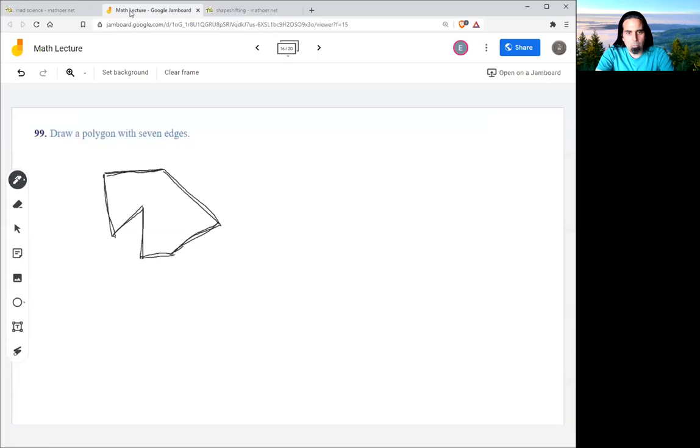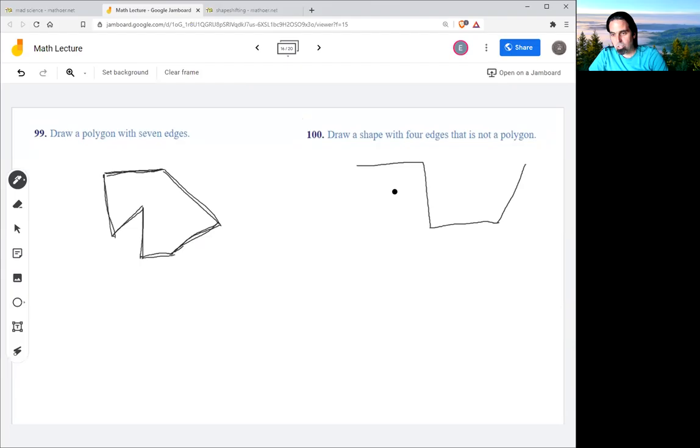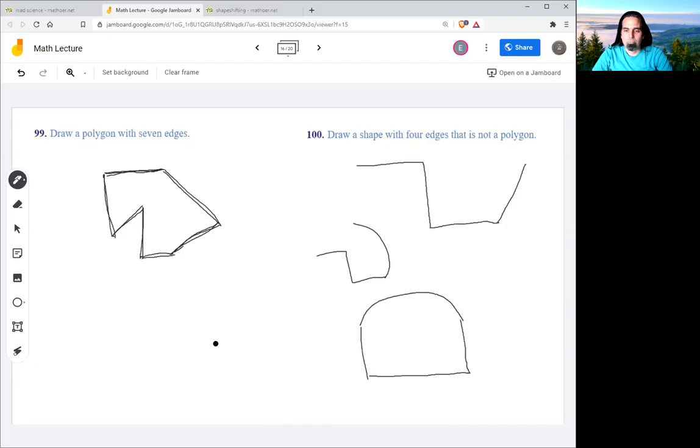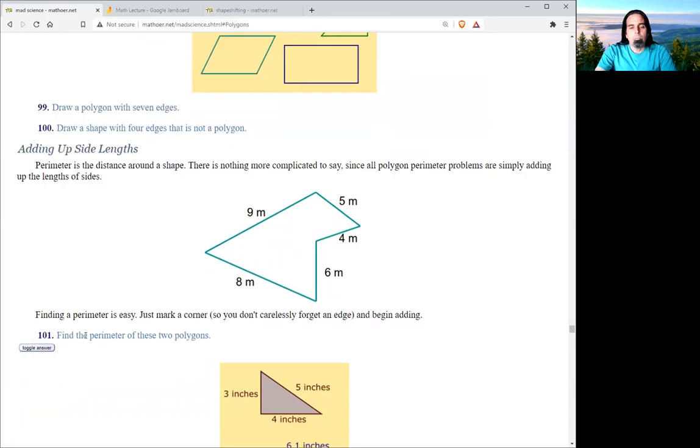If we want to draw a shape with four edges that's not a polygon, then we can do that. We either need to not close it, so 1, 2, 3, 4, there's a shape with four edges that's not a polygon because it doesn't come back where it started. Or we could take three edges and then put something that's not a straight line. Or we could do something that's totally crazy. So here's one that's not a straight line and it's not closed, something like that. So that's what polygons are.